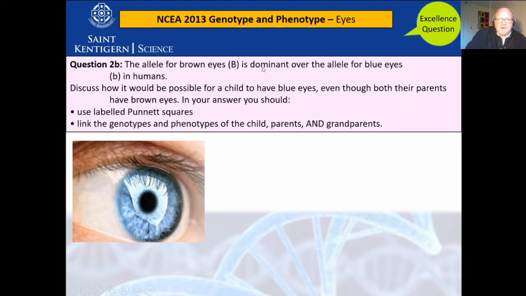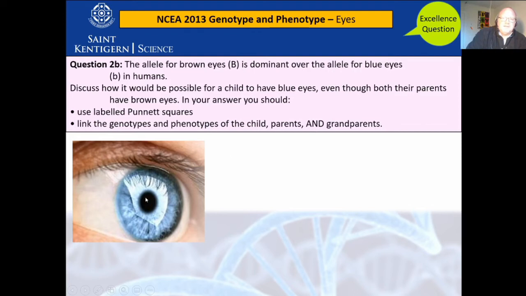The allele for brown eyes is dominant over the allele for blue eyes. Discuss how it is possible for a child to have blue eyes even though both parents have brown eyes. In your answer, you should use labeled Punnett squares. Link the genotype and phenotype of a child and the grandparents.